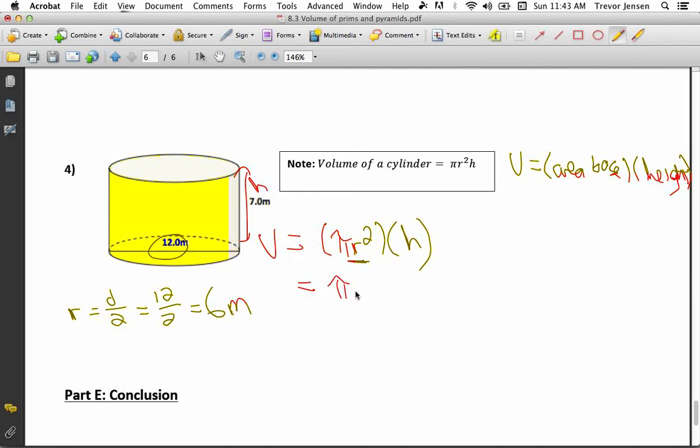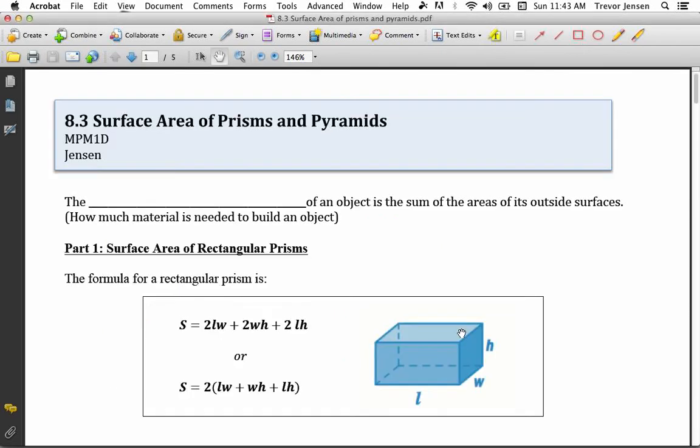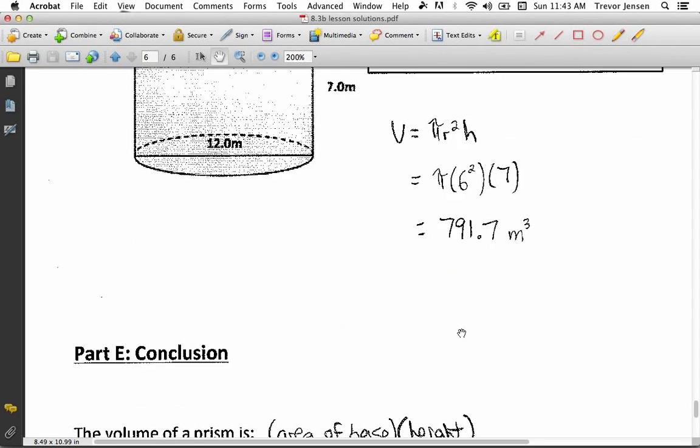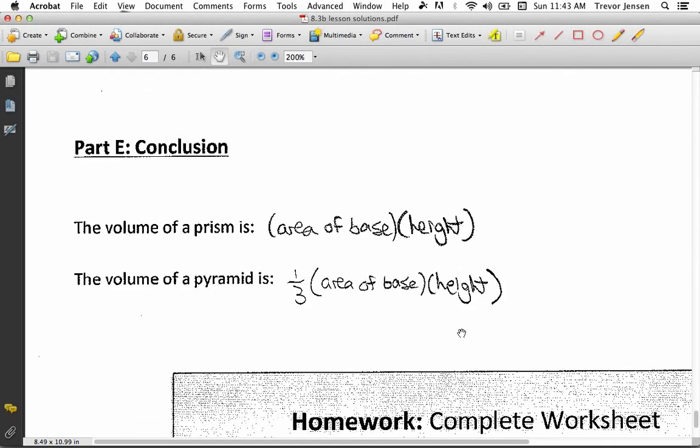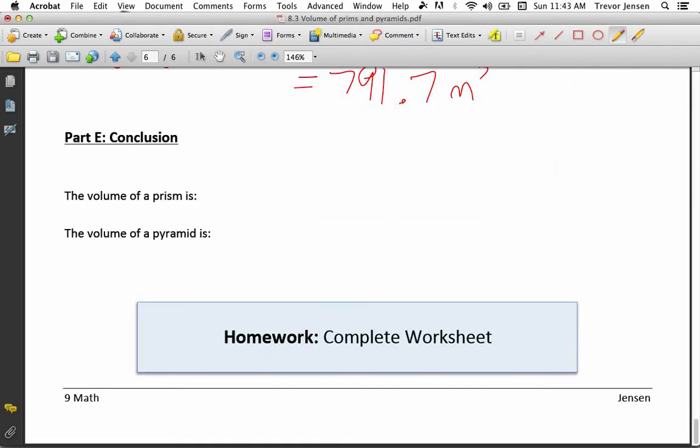It's going to be pi times r squared, so times 6 squared, times the height of the prism, which is 7. So pi times 36 times 7 gives me 791.7 if I round it to the nearest tenth. 791.7 meters cubed. Volume is always meters cubed. And let's make sure that's what we're supposed to get. Yep, 791.7 meters cubed. So just a quick conclusion.